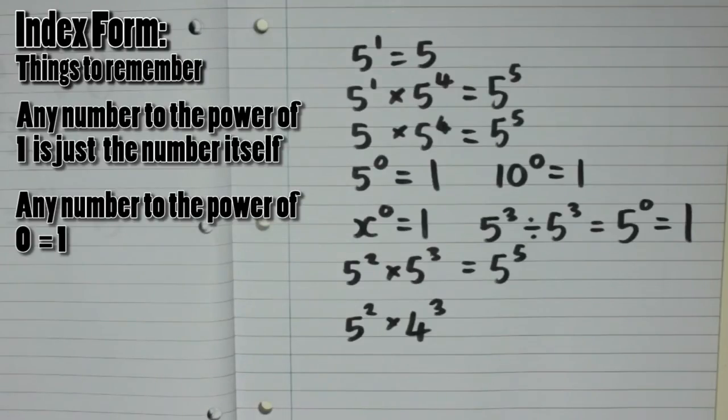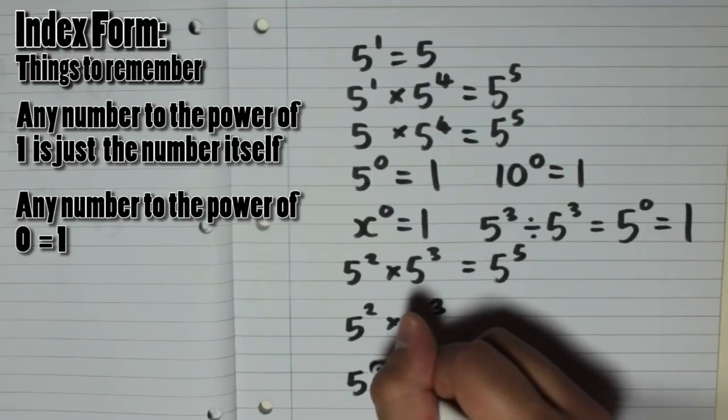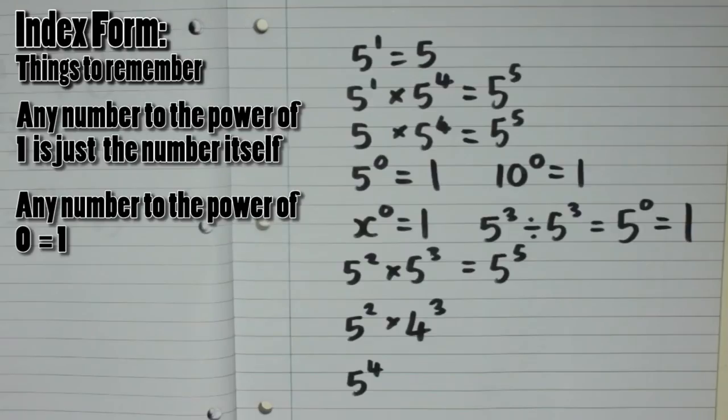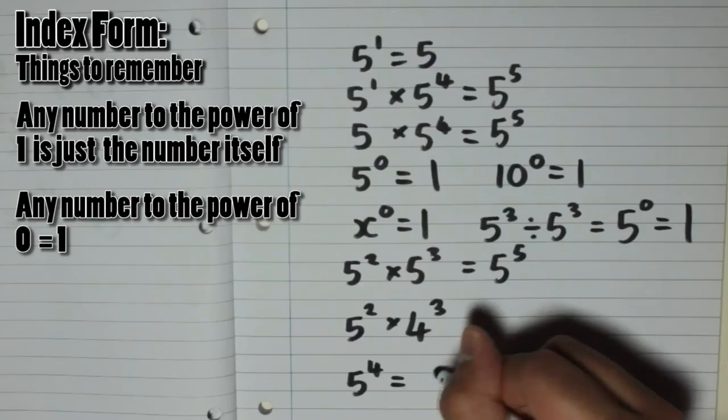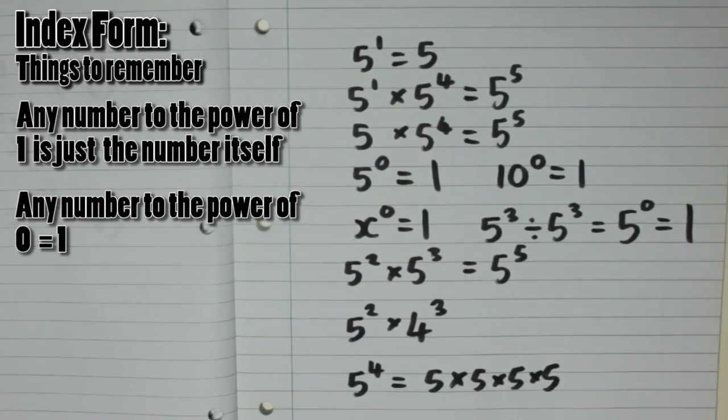Last thing to remember is powers in general. 5 to the power of 4, for example, does not mean 5 times 4. It is 5 times 5 times 5 times 5, which is different to 5 times 4. 5 times 4 is only 20, but 5 times 5 is already 25, and then when you multiply it by 5 again, you've got 125, and then when you multiply it by 5 again, you've got 625.